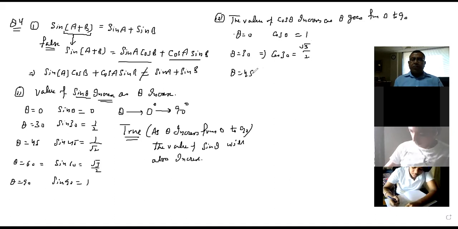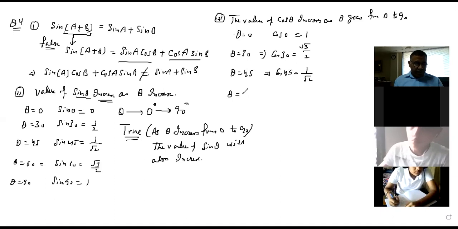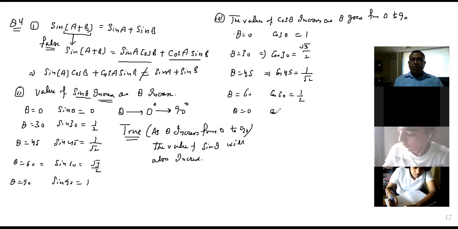Theta is equal to 45, cos 45 is 1 by under root 2. When theta is equal to 60, cos 60 is 1 by 2. When theta is 90, cos 90 is equal to 0. So this is false, because the value of cos theta decreases as the angle increases.